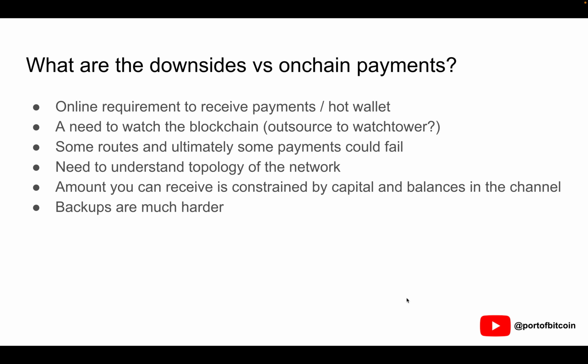The amount you receive is constrained by the capacity in the channel and the balances in the channel. That's a downside compared to on-chain payments. With an on-chain payment, you're only restricted by the amount of Bitcoin you own, and you can send whatever percentage of the Bitcoin you own to somebody else. You don't need to worry about ensuring that there's channels with sufficient capacity in them to get your payment to that destination.